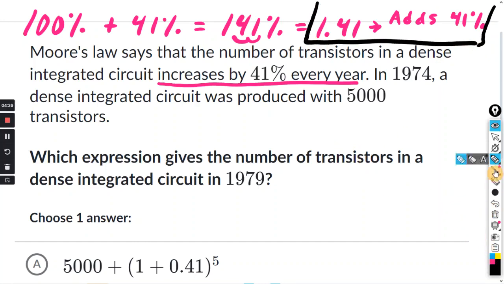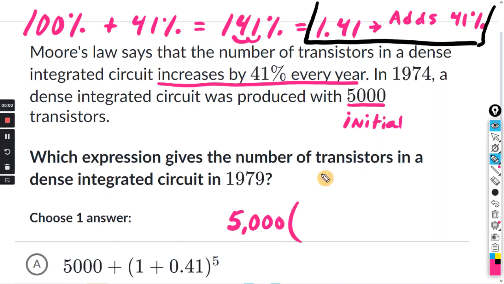Now, it says that in 1974, basically you started with 5,000. So this is the initial value. Let me fix that. Just like the last problem, let's start with the initial value. That's going to be 5,000. And then the first year, it's going to go up by 41%.